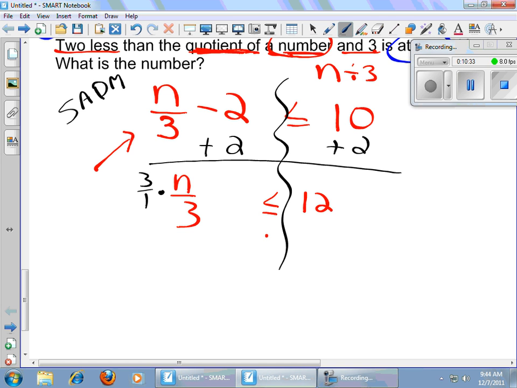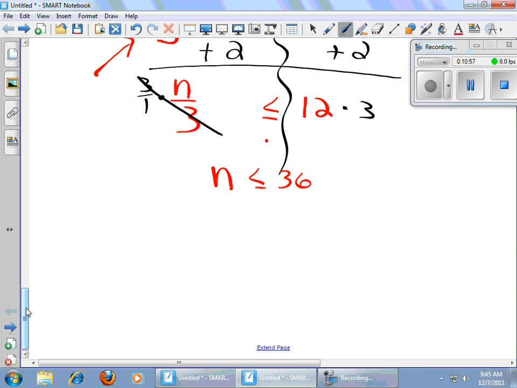The 3's will cancel, leaving me with n is less than or equal to 36. So a number divided by 3, take away 2, is at most 10. That number is 36. Okay, and it has to be less than or equal to 36. It works for any number in all of counting as long as the number is 36 or lower.